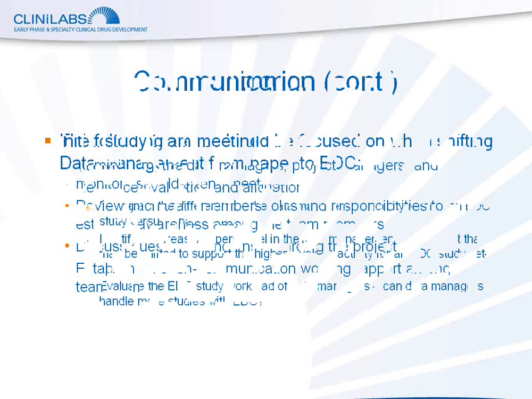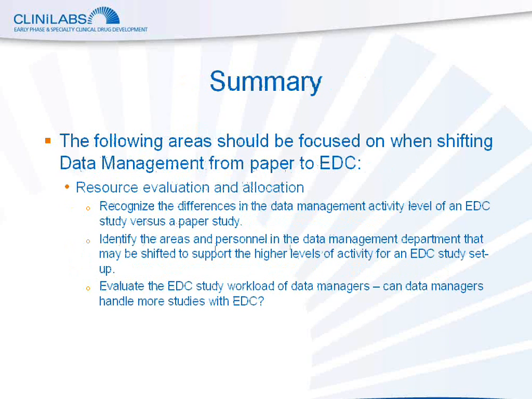So in summary, EDC data management involves many of the same core procedures and responsibilities. When shifting data management from paper to EDC, it is important to pay particular attention to the areas we just went over. Resource evaluation and allocation. You must recognize the differences in the data management activity level of an EDC study versus a paper study. Data managers must identify the areas and personnel in the data management department that may be shifted to support the higher levels of activity for an EDC study setup, and to evaluate the EDC study workload of data managers. Can data managers handle more studies with EDC?